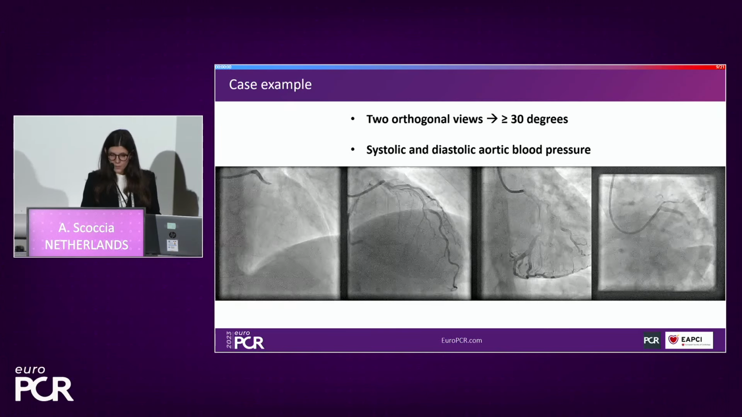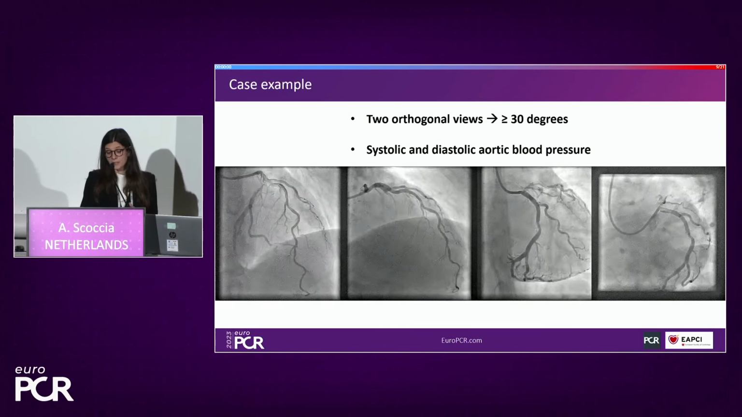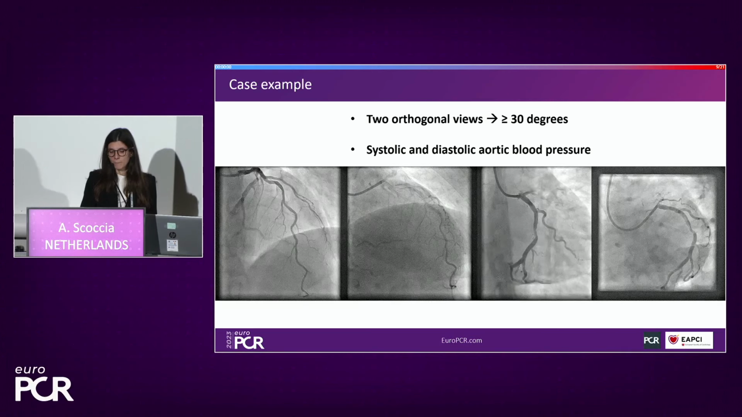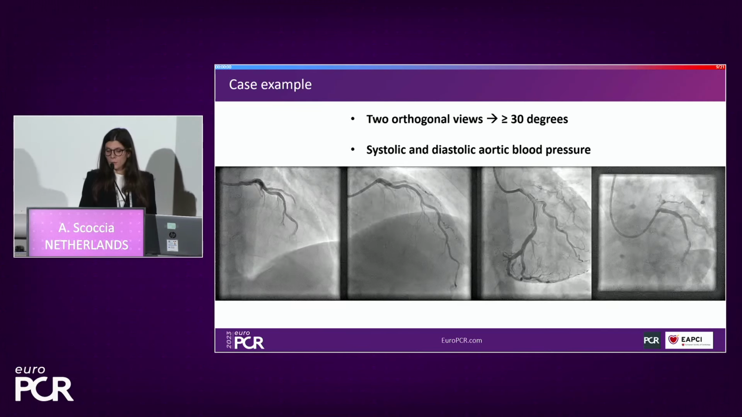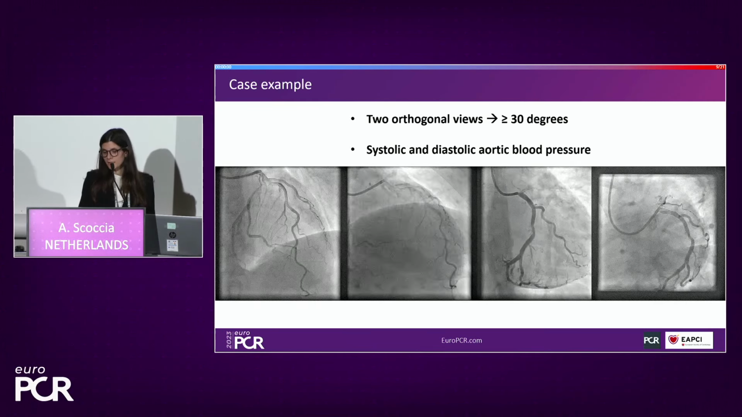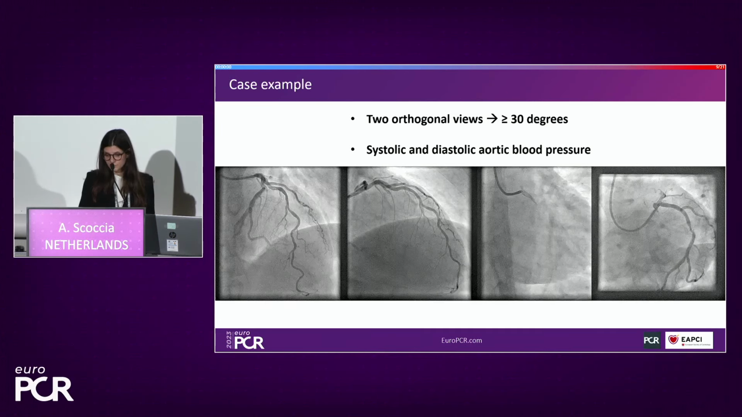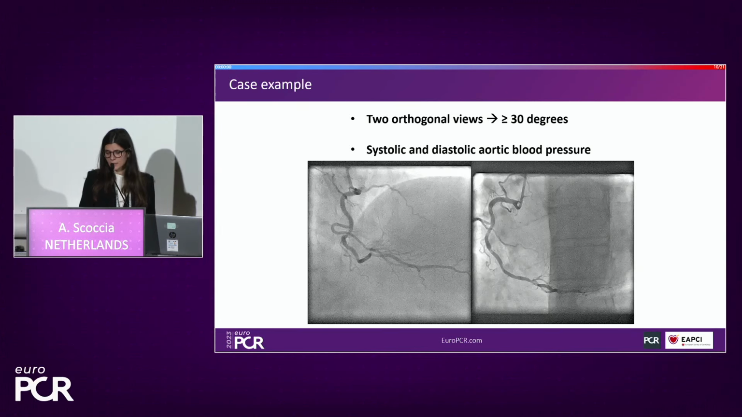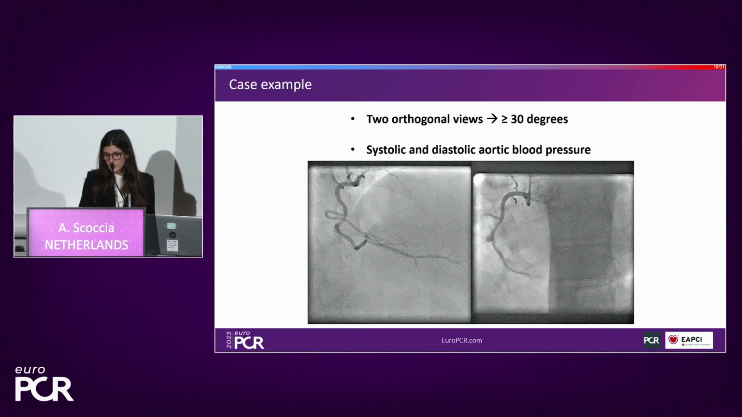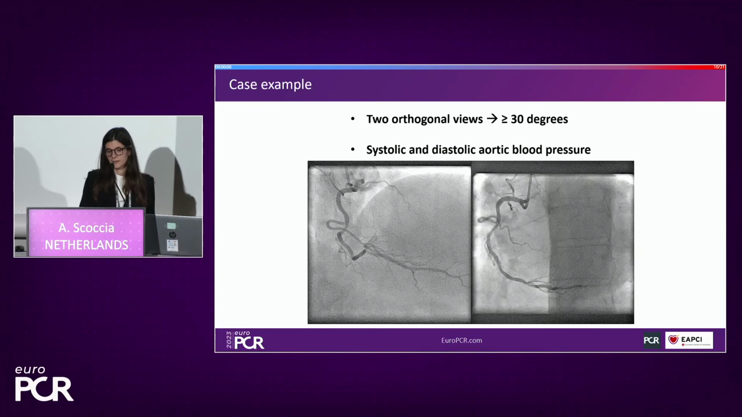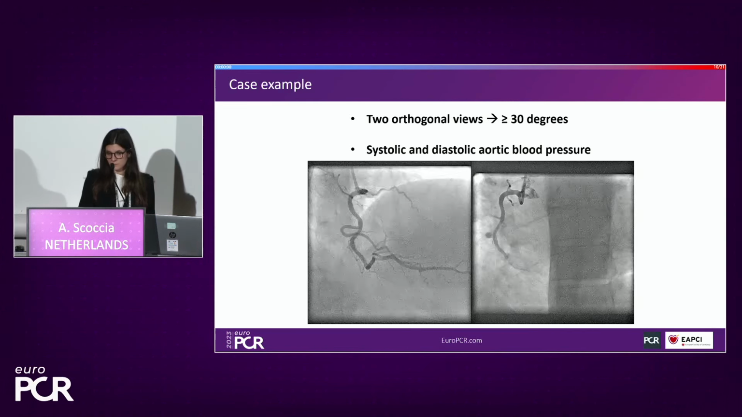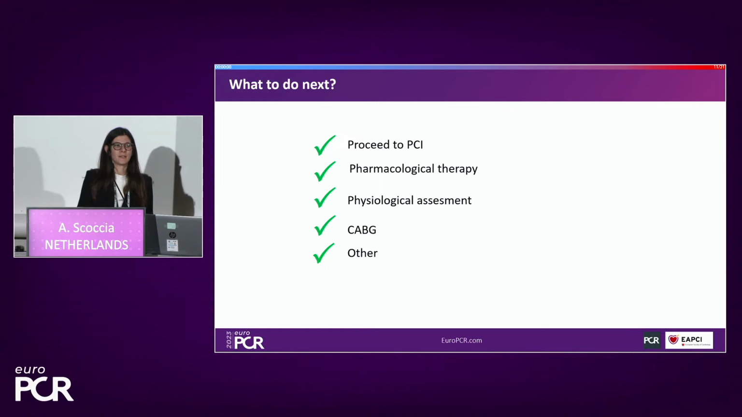So we have an intermediate lesion in the mid-LAD in the context of probably diffuse disease. We have a focal lesion in the distal LCX, and in the right coronary artery, we can see a focal lesion in the distal RCA. So, my question for you is what to do next? How would you proceed?